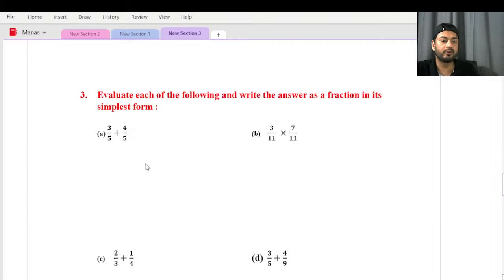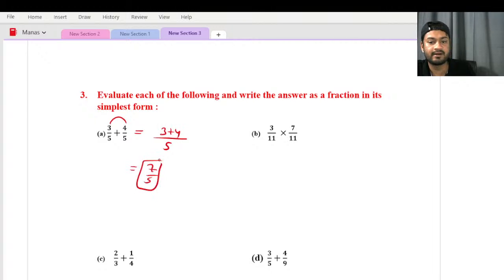Here you need to add the fractions. It is very simple, the denominators are the same, so you can write 5 and then you can write 3 plus 4, so this will be 7 by 5. Right, now here we need to multiply. So this is a different question. So 7 times 3 is 21, and then 11 times 11 is 121. So here we can directly multiply.